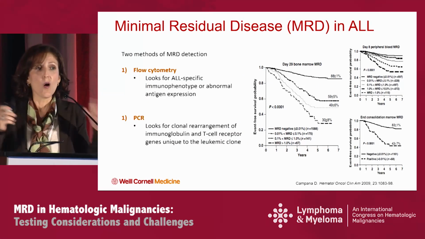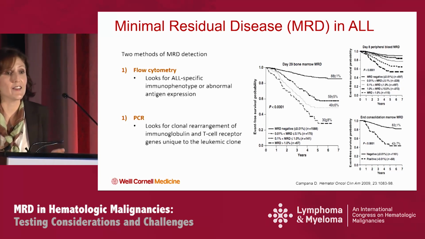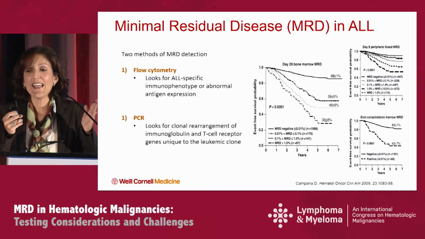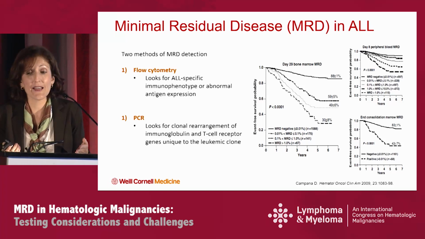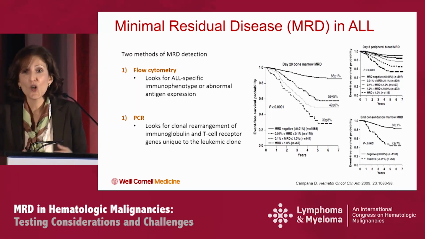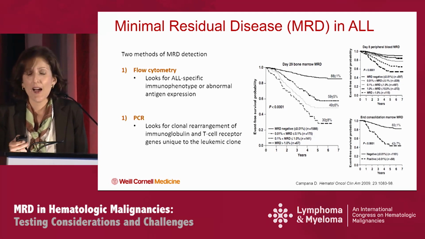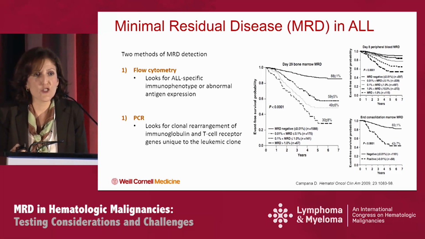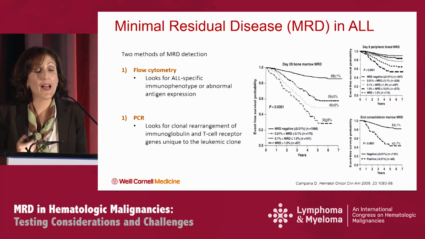Now, that all is in sharp distinction, I guess, to ALL. ALL is easier from an MRD perspective. It just is, which is why you're only getting a couple of slides on it. You're looking at flow, you're looking at PCR. We know what we're looking for, actually. There aren't these things of tremendous antigen shift and of different antigens being present on myeloid differentiating cells. Here, we know what we're looking for, and if you've got it, your outcomes are actually much worse with ALL.